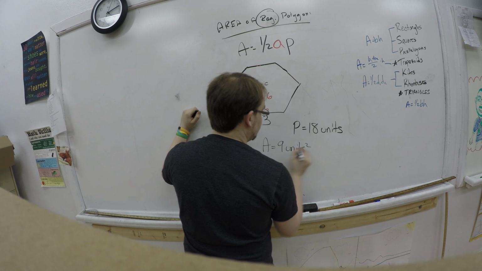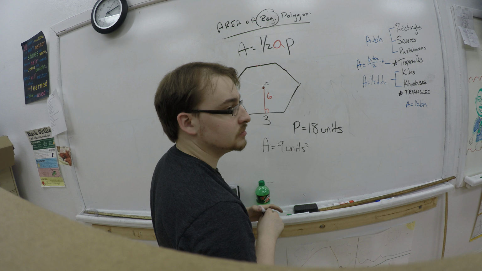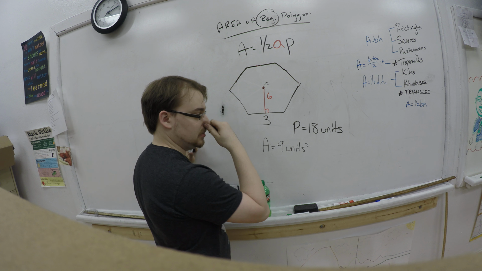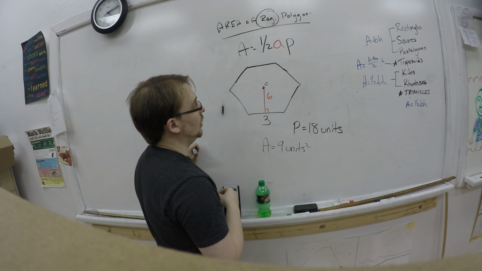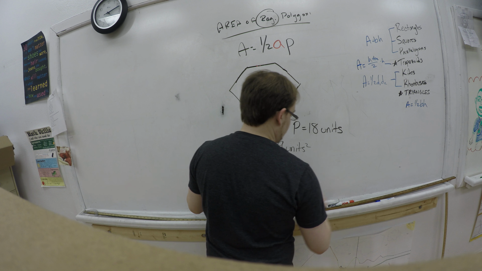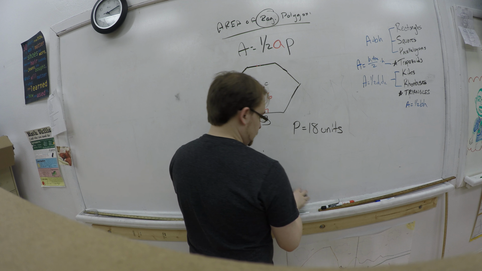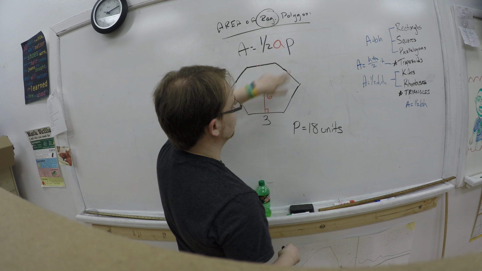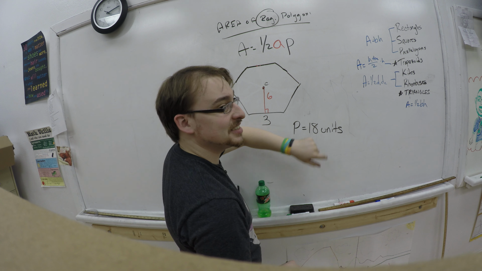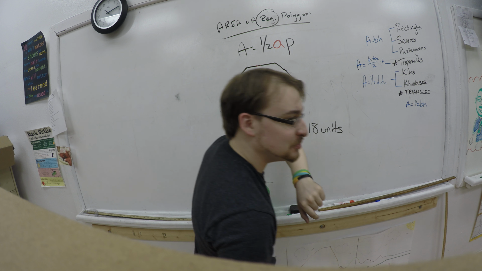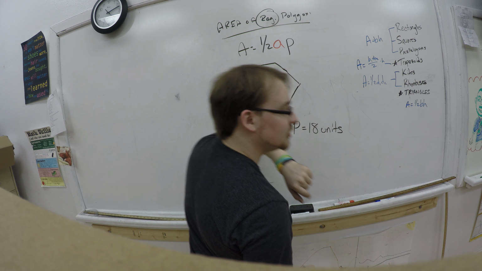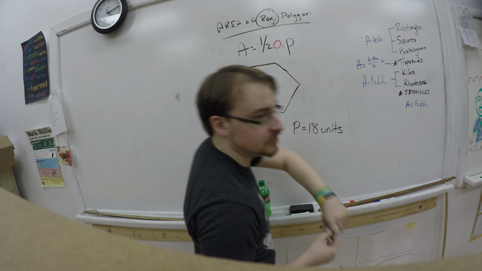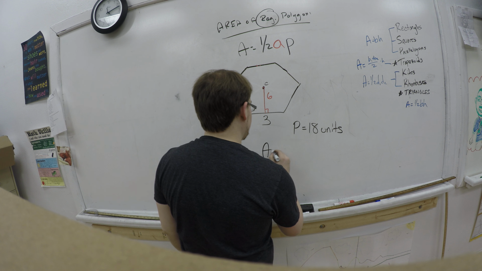What's P stand for? Perimeter. Wait, perimeter. So once you do it times 18, not times 3? Oh, you're right, you're right. What am I doing? A, which is 6, P, which is 18. 6 times 18. Anybody? Bueller? 108. Divided in half is 54. So the area is 54 units squared.